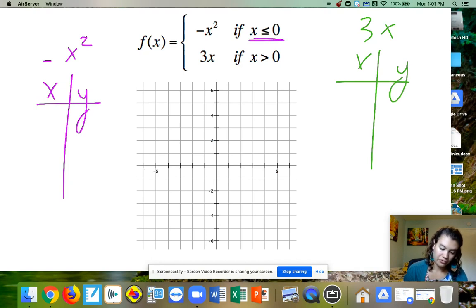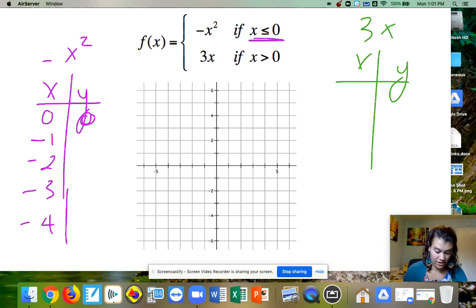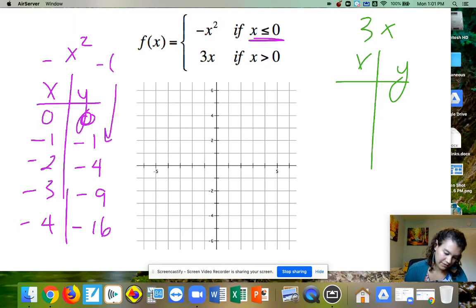All right, so for the first one, we're less than or equal to 0. So I'm going to start at 0 and go down. Like that. 0 squared is 0. Negative 1 of negative 1 squared is going to be negative 1. And then negative 4, negative 9, negative 16, etc. So this is here, if I do this in parentheses, you have negative of negative 1 squared. So you're going to get negative of positive 1, which then is negative 1.